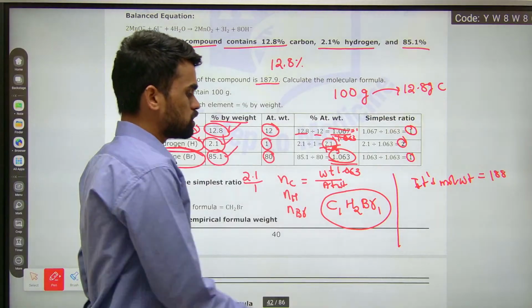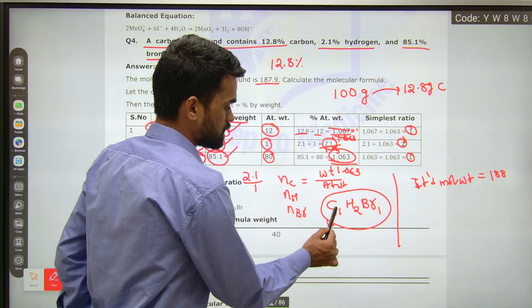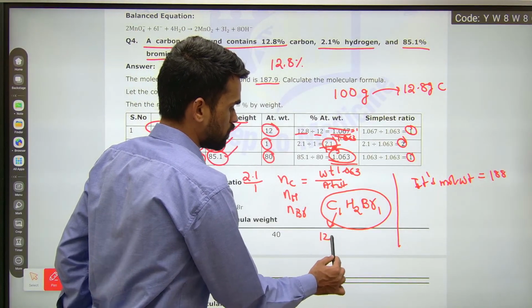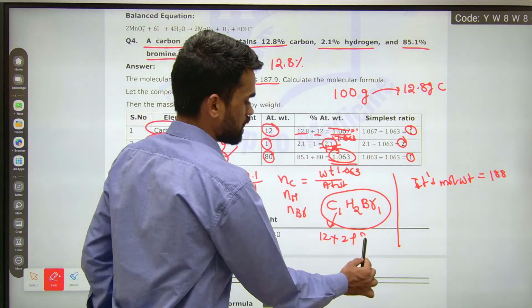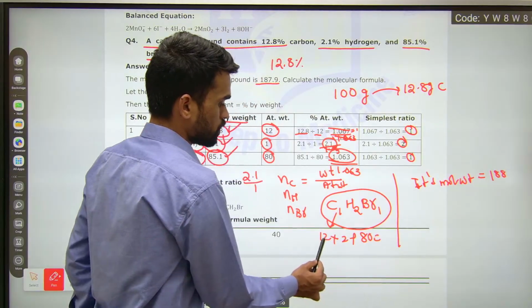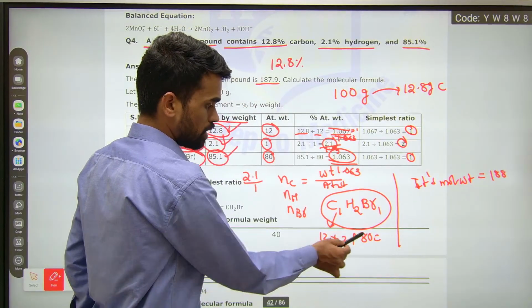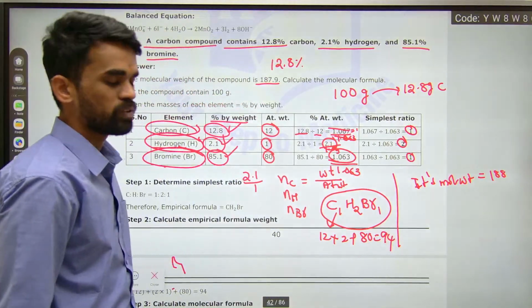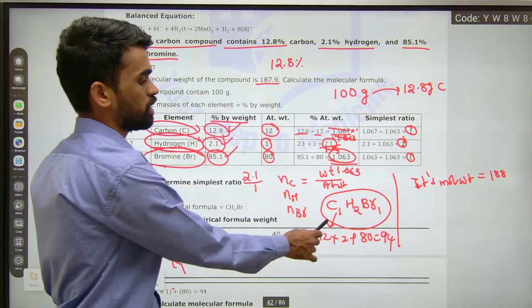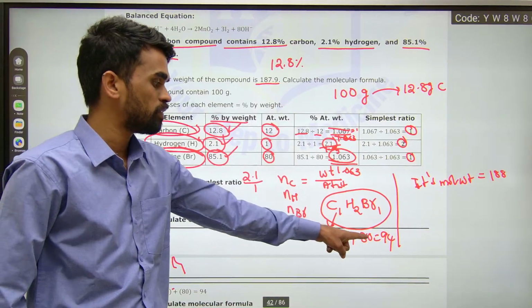Now just look at this empirical formula. C1, 1 carbon means it is 12, 2 hydrogens means 2, each one is 1, and 1 bromine is 80. So what we are going to get here is 94. The total mass is 94. The empirical formula weight is 94.